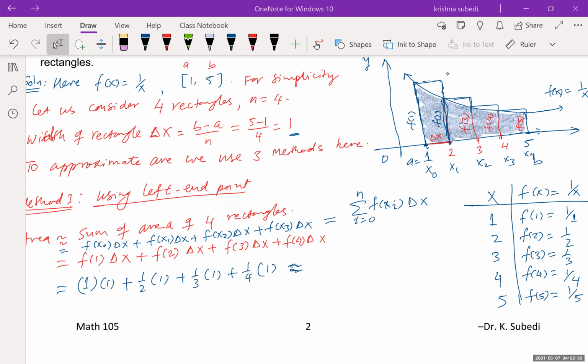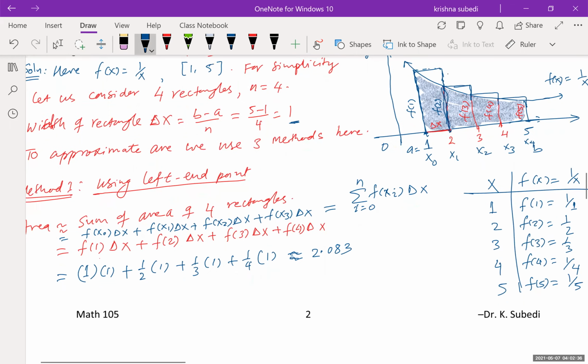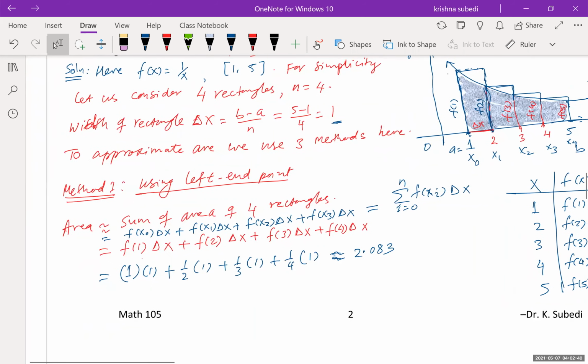So when you add all of them, you're going to get 2.083. Okay, that's the approximate area. You know what, because we're using the left endpoint, the standard notation for this is we'll use L4.